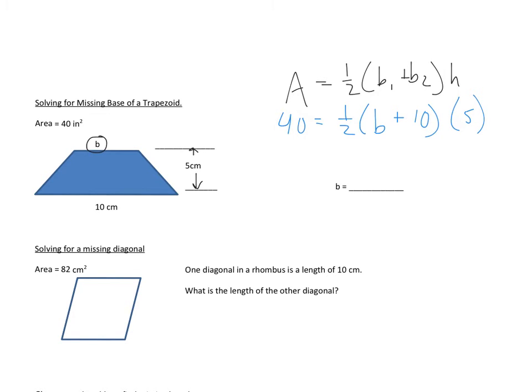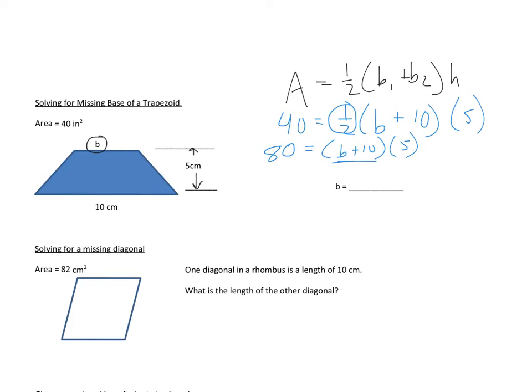Let's do that for this one. If I multiply the left-hand side by 2, I'll get 80. If I multiply the right-hand side by 2, it basically eliminates that fraction. So I'm left with b plus 10 times 5. Divide both sides by 5.